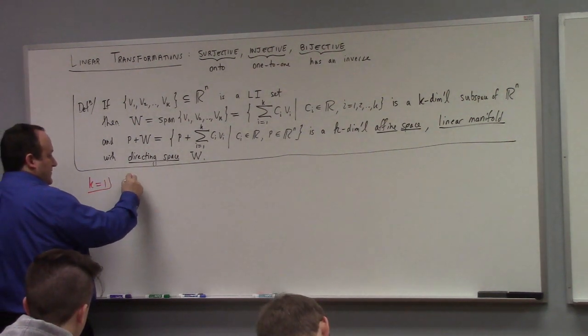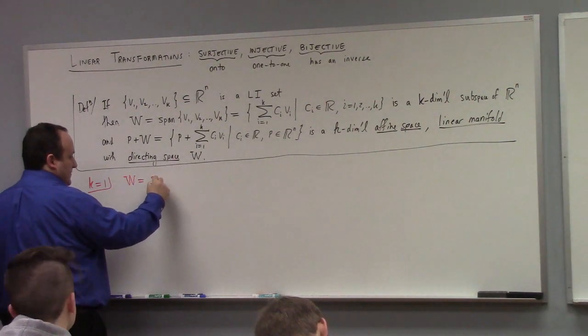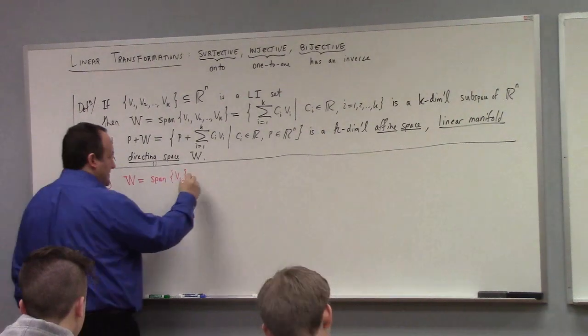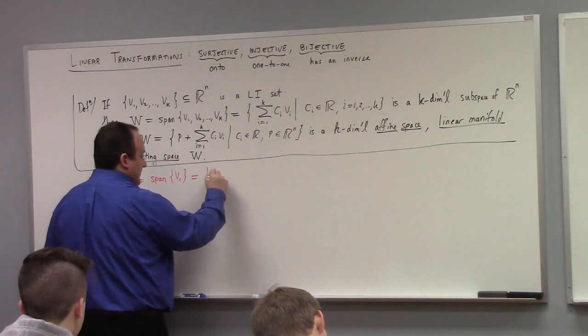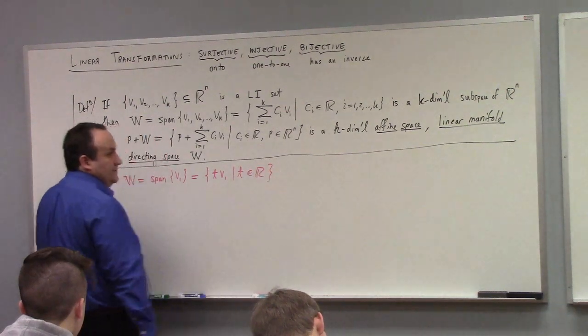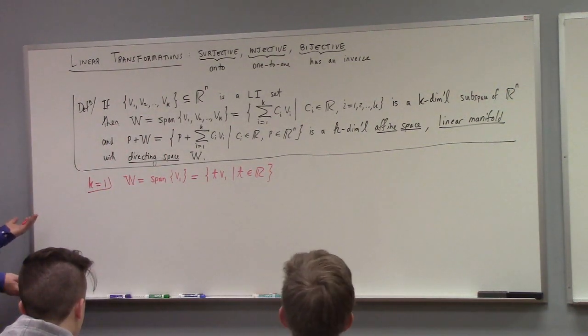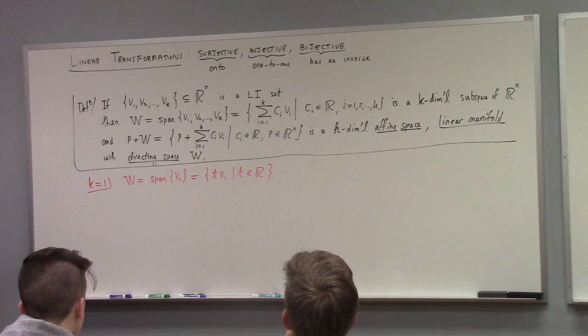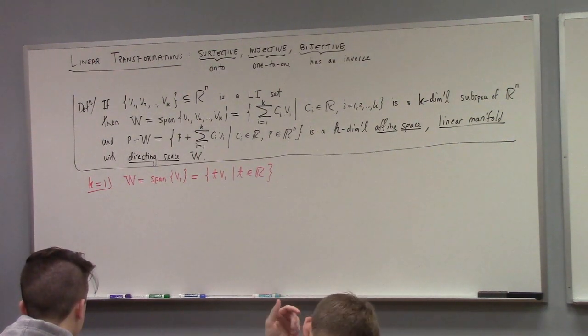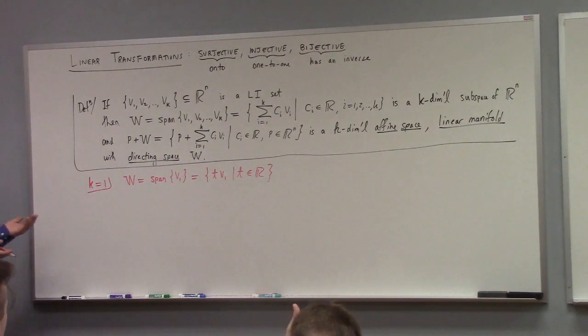You'd have W equal to the span of just one thing, right? What is that? That's literally t times v1 such that t is a real number. What is that? This is a line, right? It's a line through the origin with direction vector v1. All right?